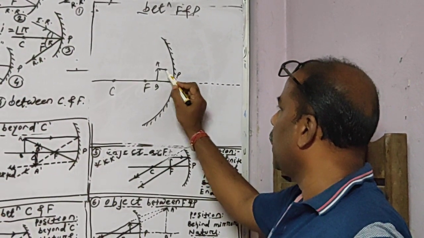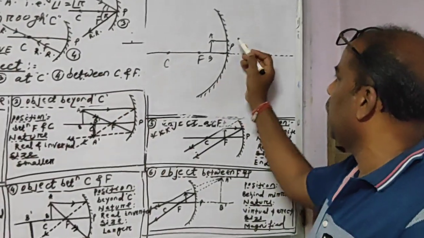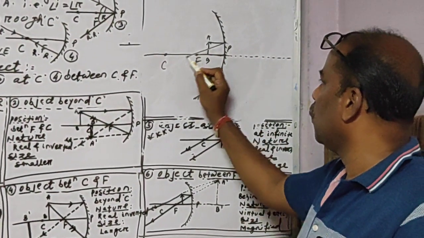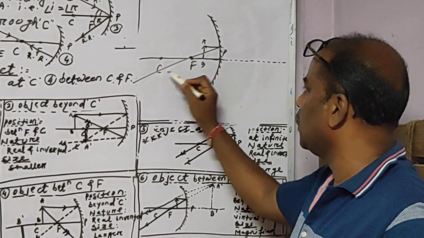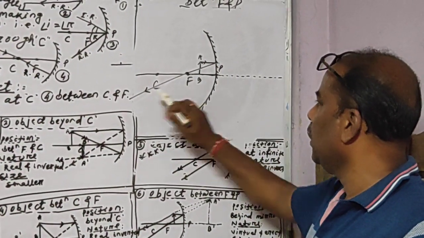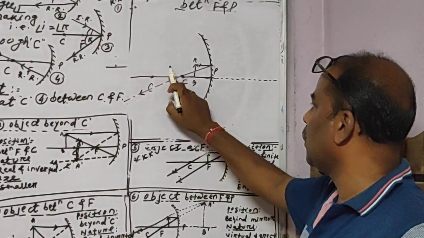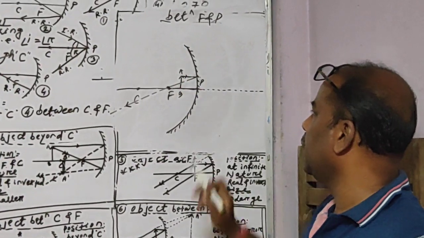Now first ray is parallel as we have done everywhere. First ray will be parallel. It will pass through the F point. This is first ray. I have put the dot marking for recognizing the reflected ray.